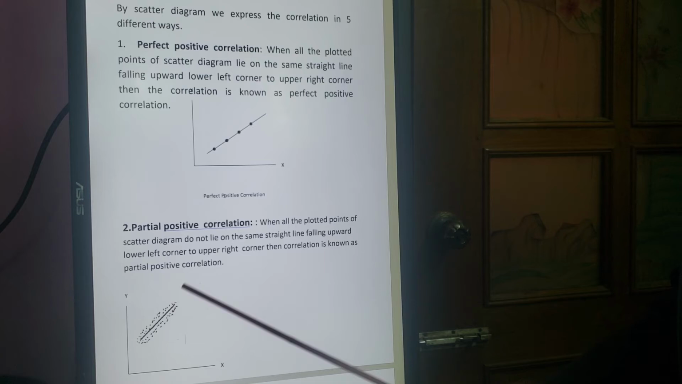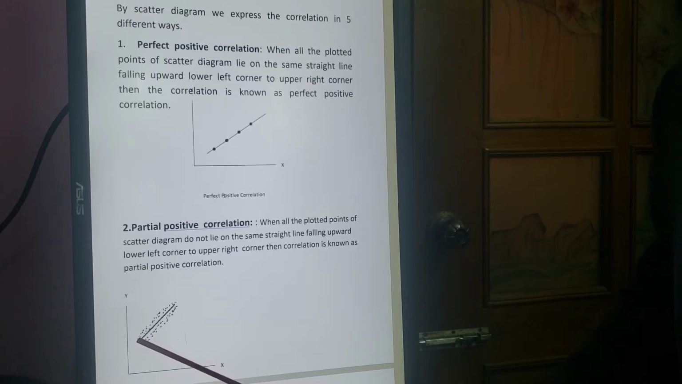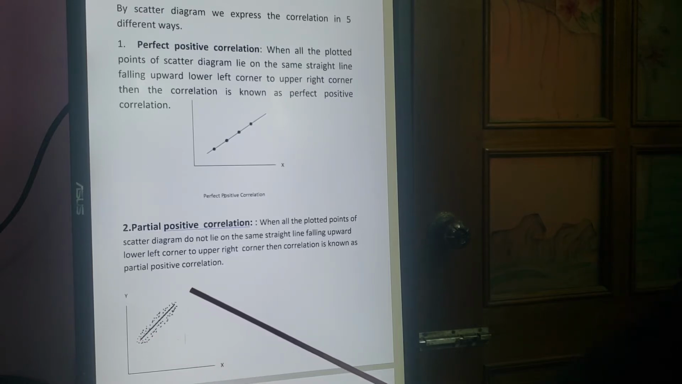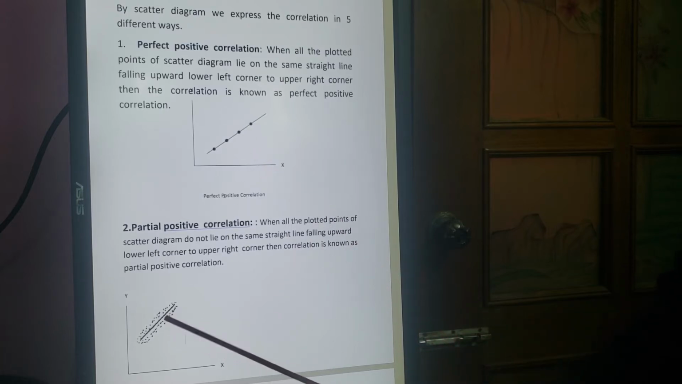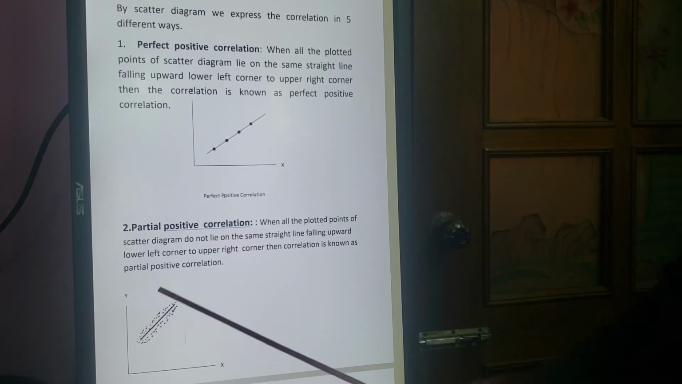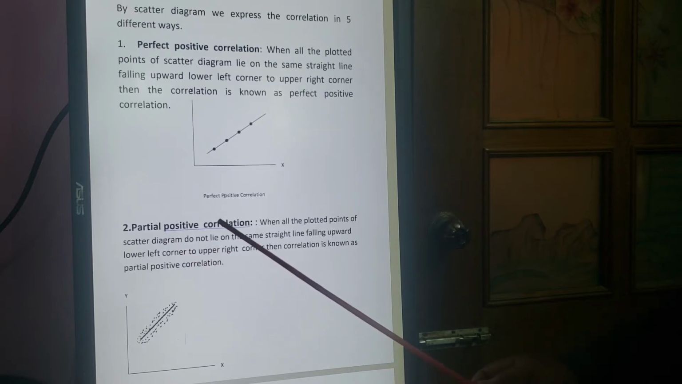From left to right, this is also the same. Left to right, same. Upward line, this is also the same, but the points do not lie on the same straight line. There are so many points outside the line. This is partial positive correlation.